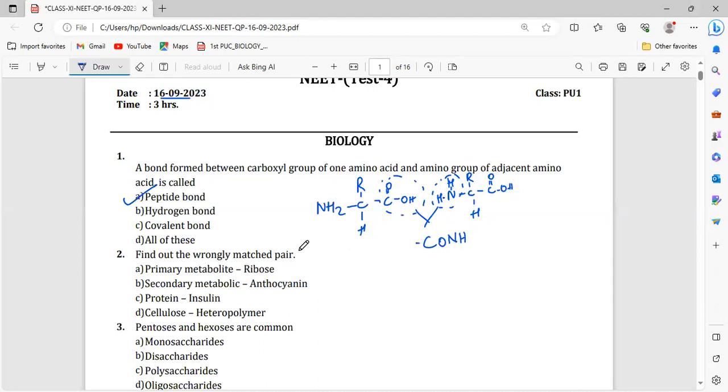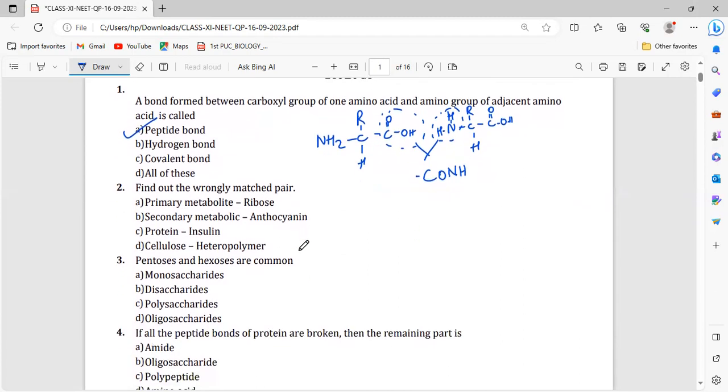Find out the wrongly matched pair. Primary metabolite ribose, that is correct. Secondary metabolite is anthocyanin, that is also correct. Protein is insulin. Insulin is the protein hormone. Cellulose heteropolymer. It is not the heteropolymer. It is the homopolymer. It is a homopolymer of glucose. So the answer is option D.